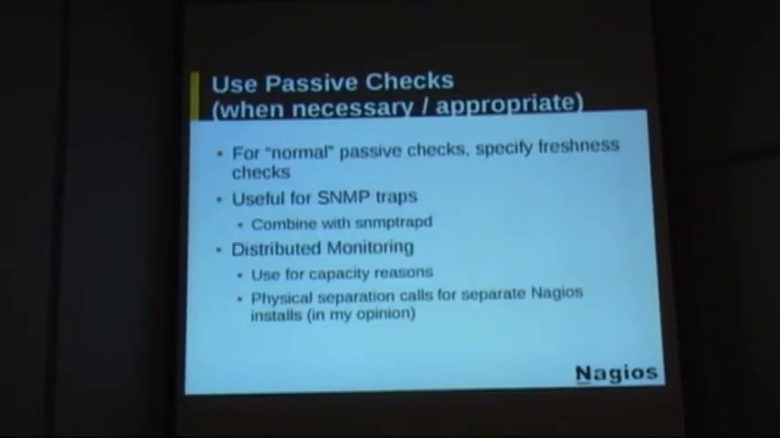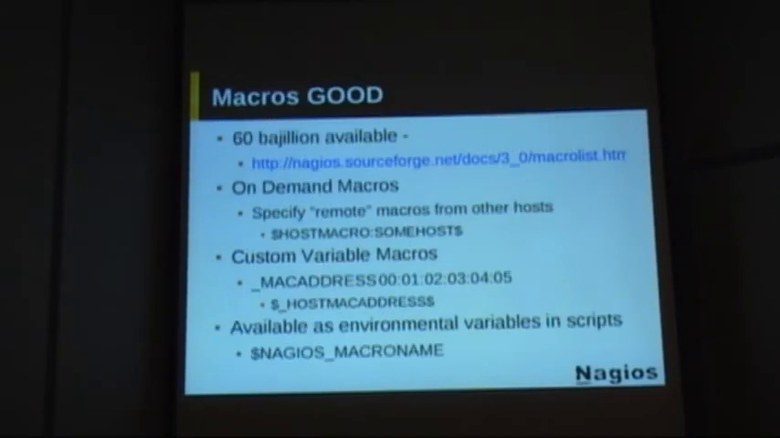Okay, passive checks. If you're doing distributed monitoring, use passive checks because that's how it works. Basically, you have the Nagios command file. You have programs running on other machines that check in with whatever is running locally. That program running locally submits the check into the config. Macros are good. Read that. There are like 60 billion macros. You can set your own. You can use custom variables, and you can use them inside of your scripts.